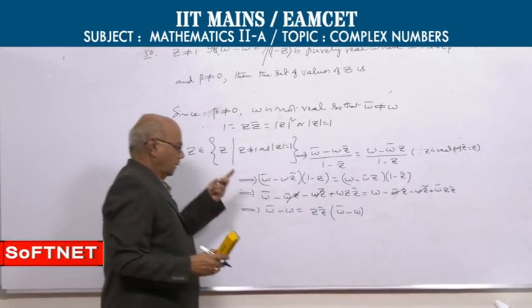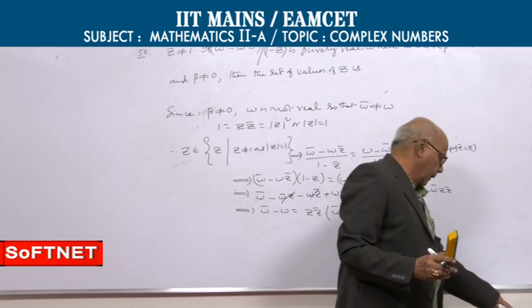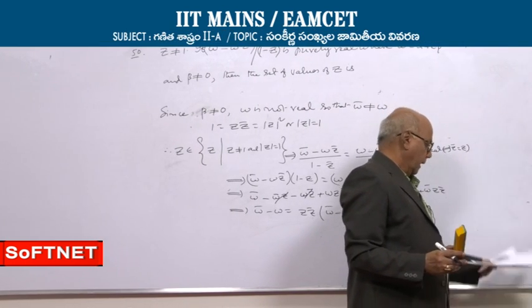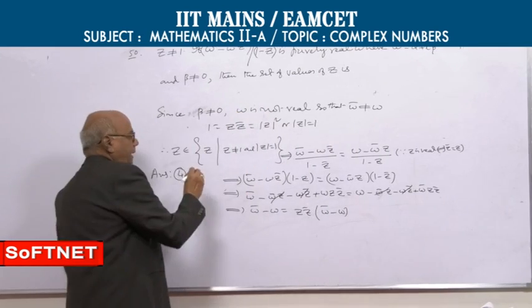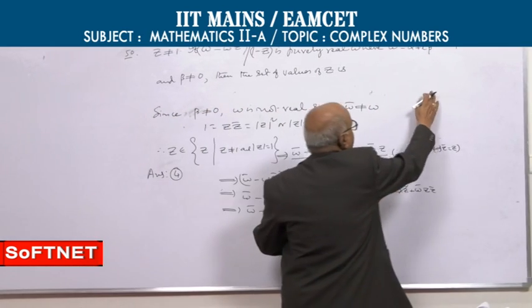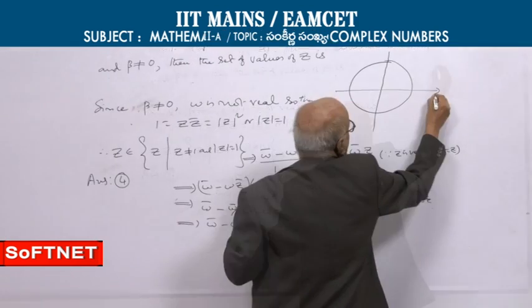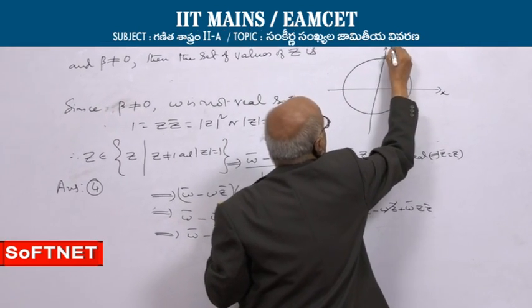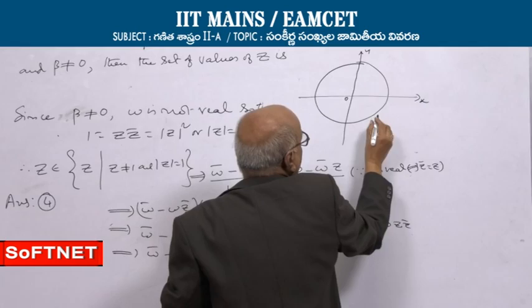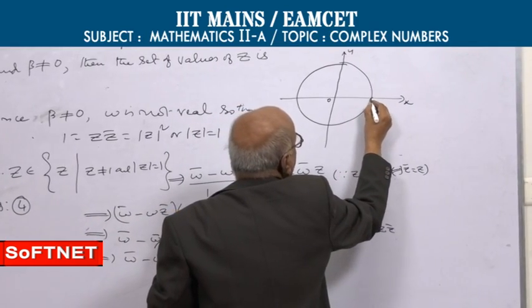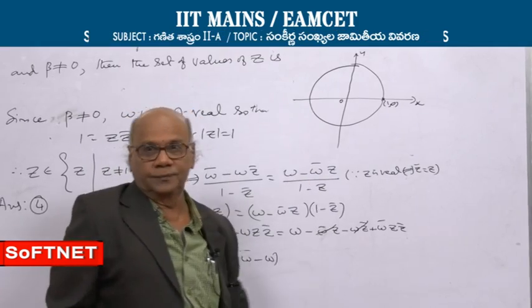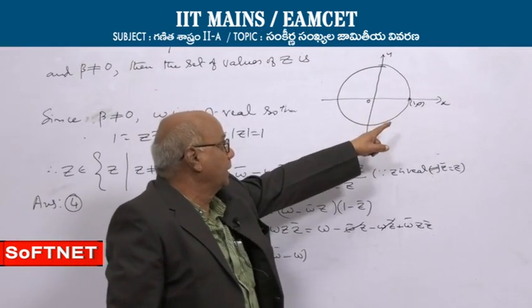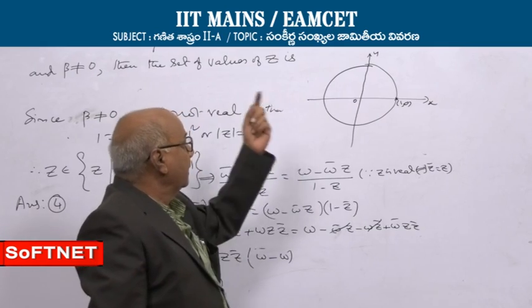So now the answer is option number 4, I think. Right, option number 4. Here the z belongs to this set, the unit circle. See, x-axis, y-axis, origin, radius 1. So except this point, z will take all the other values. Except 1 comma 0, z takes all the other values.